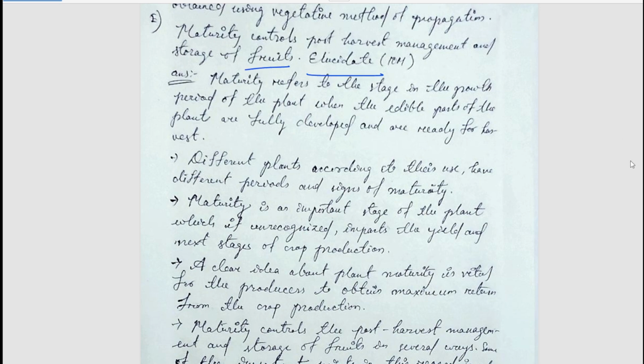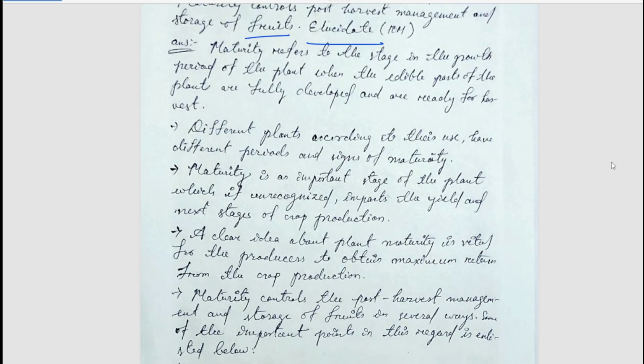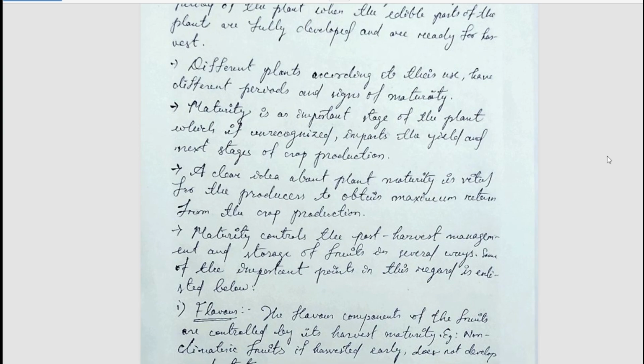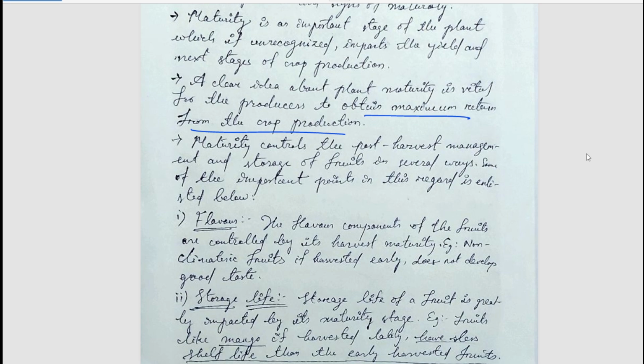Now the next question is maturity controls post-harvest management and storage of fruits. Elucidate. That is, you have to explain this. Obviously, maturity will control the post-harvest management and storage of fruits, because here we can know whether the fruits are ready for the market or not. Here we can obtain maximum retention from crop production. Here we can obviously control the post-harvest management.